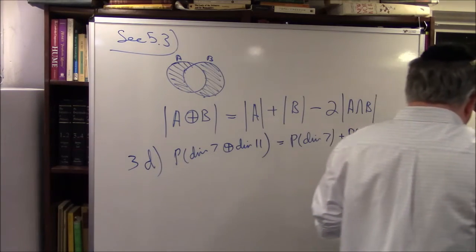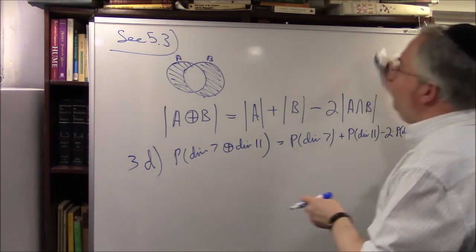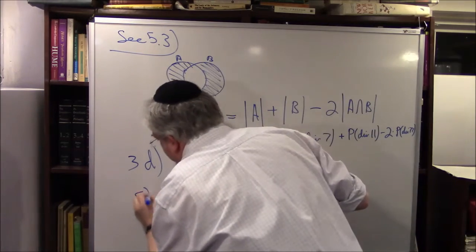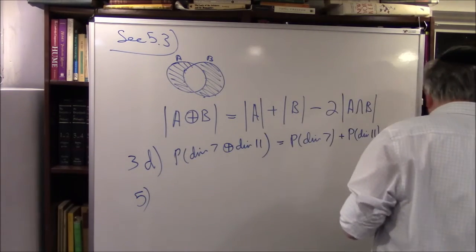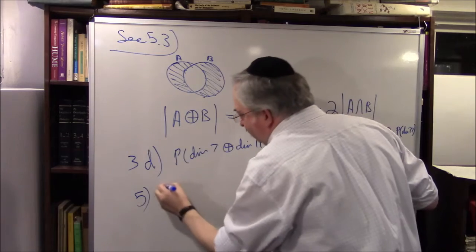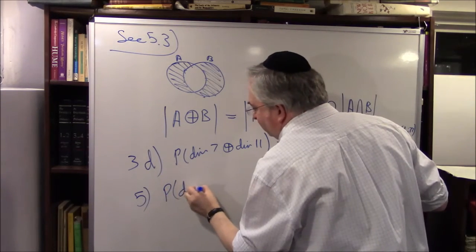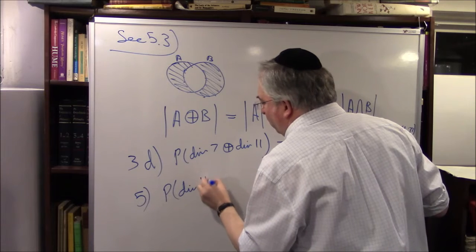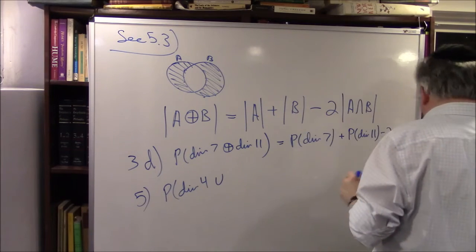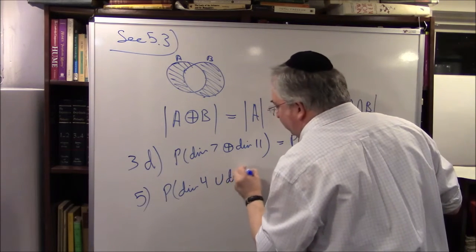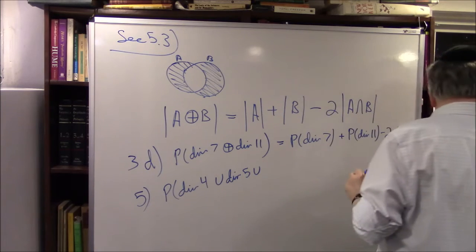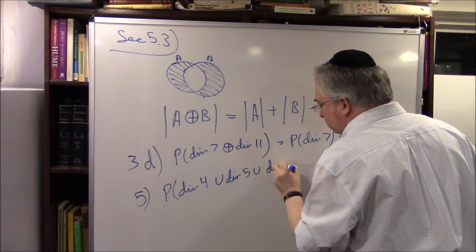Great. Let's go on. Okay? Number 5, I'm going to leave for you, because it's a triple thing. It's the same idea, but it's probability of divisible, I'm just going to set it up, by 4, union, divisible by 5, union, divisible by 6.